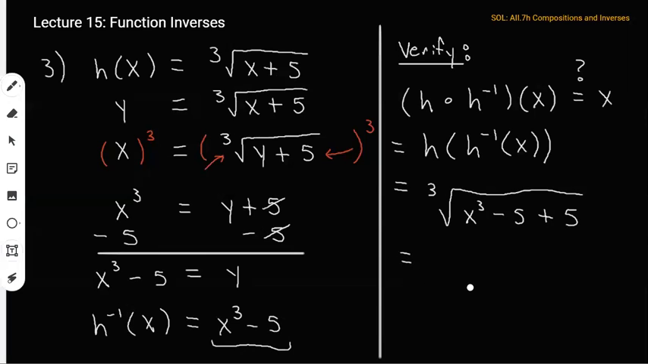And that's going to help us out later, because the minus 5 and the plus 5 are going to cancel each other out. So I'm left with the cube root of x cubed. The exponent is 3. The index of the cube root is also 3. So that means that they cancel out and I'm left with x. So I know that these two functions are indeed inverses.